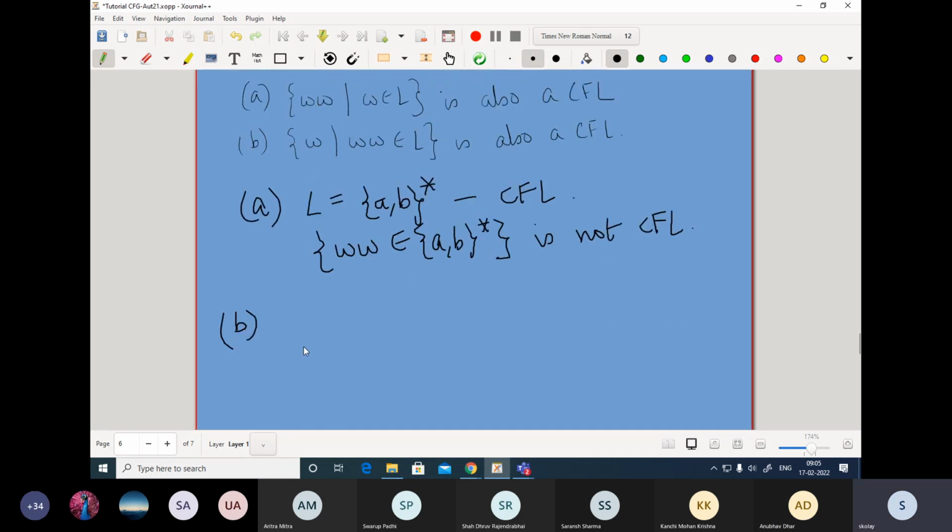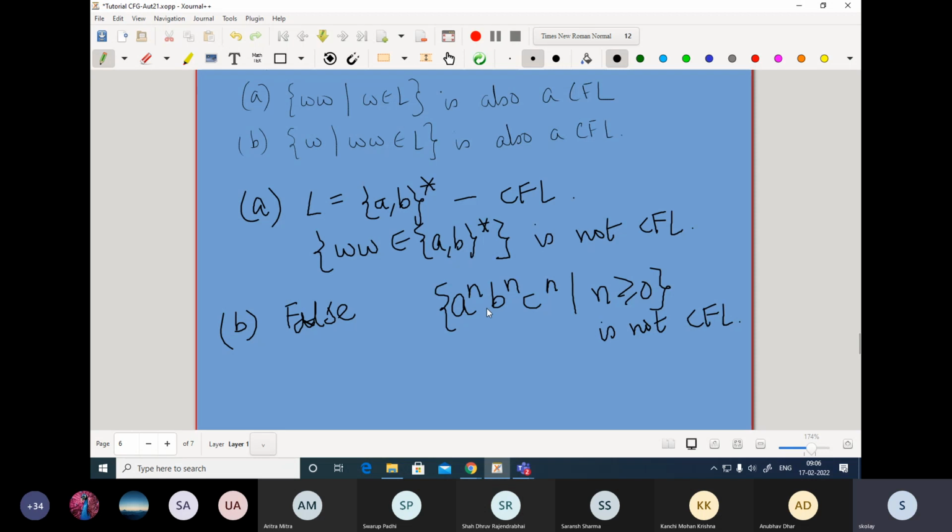Okay, so what about B? In B, you have to show that if WW belongs to L, L being a context-free language, then you have to prove whether it's true or false that the set of strings W will also be context-free. So for the sake of time, I'm saying this is false. Now, how will you do it? And I'm also giving you the hint that A to the N, B to the N, C to the N, such that N is greater than or equal to 0, is not context free.